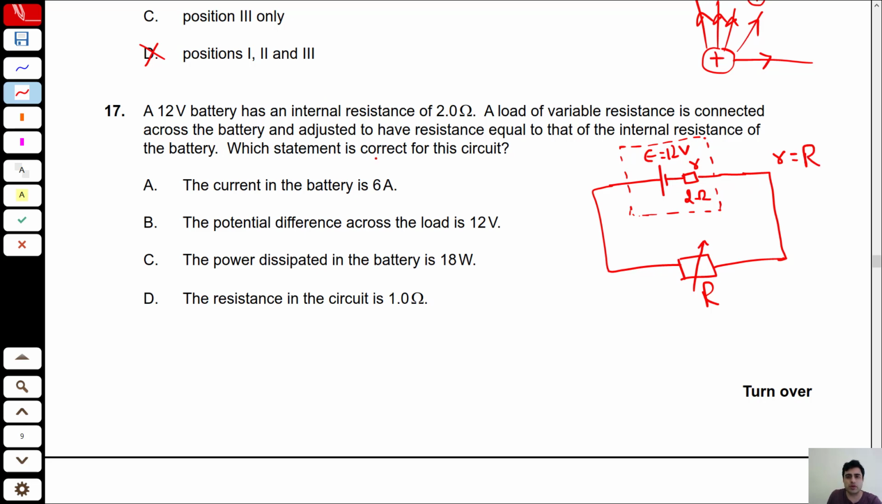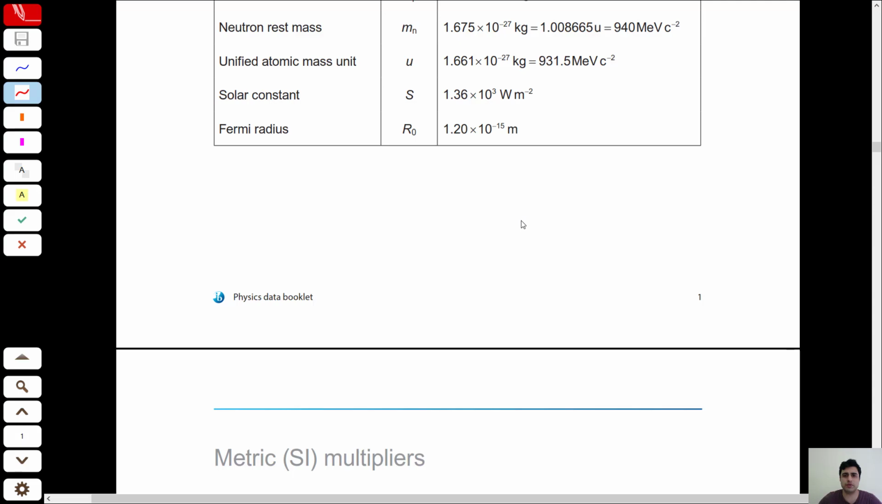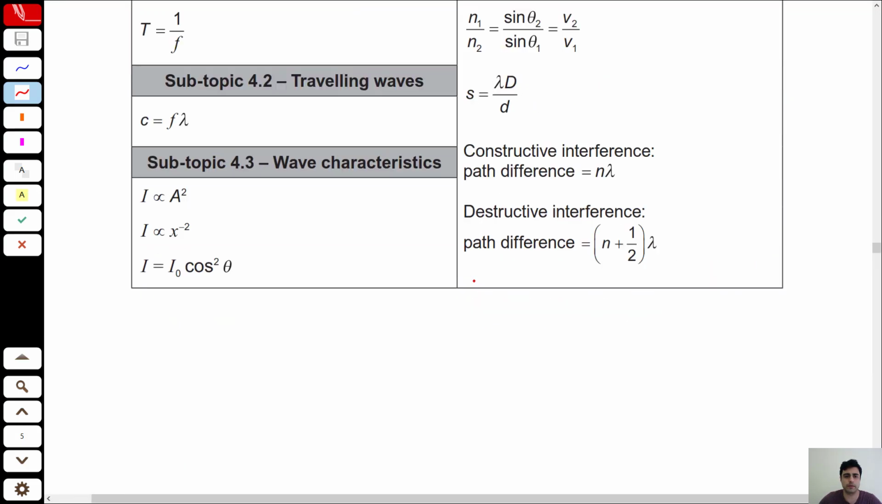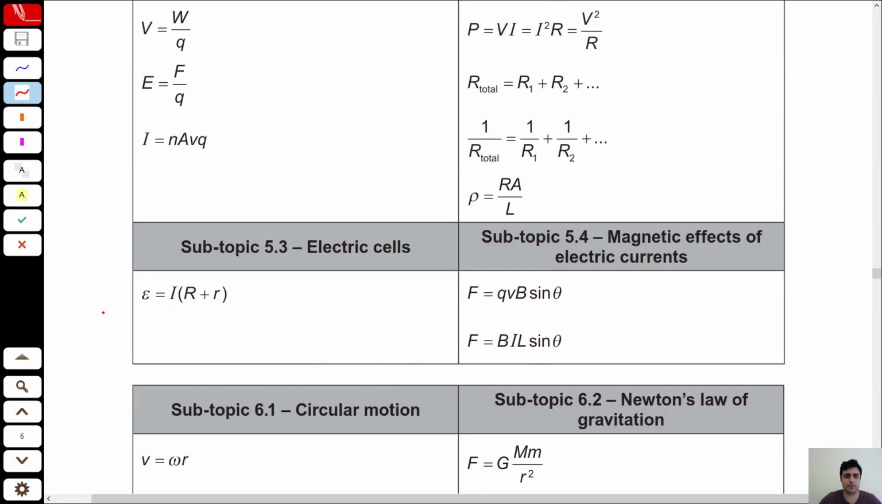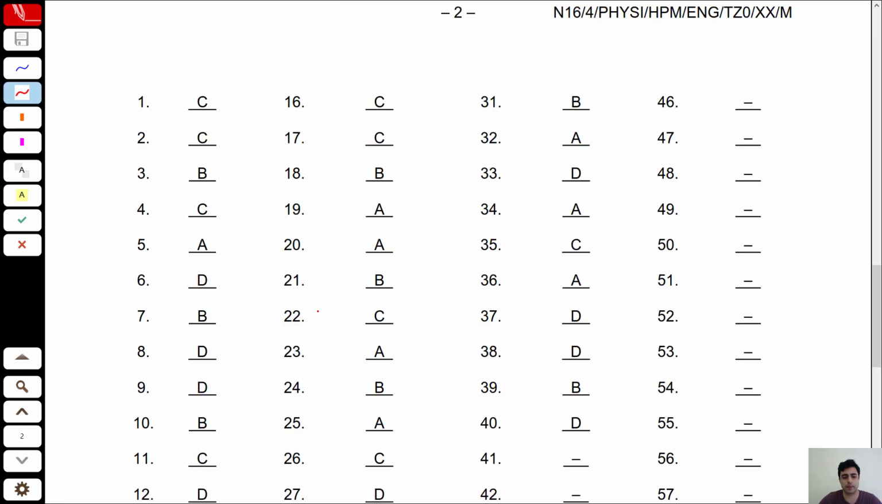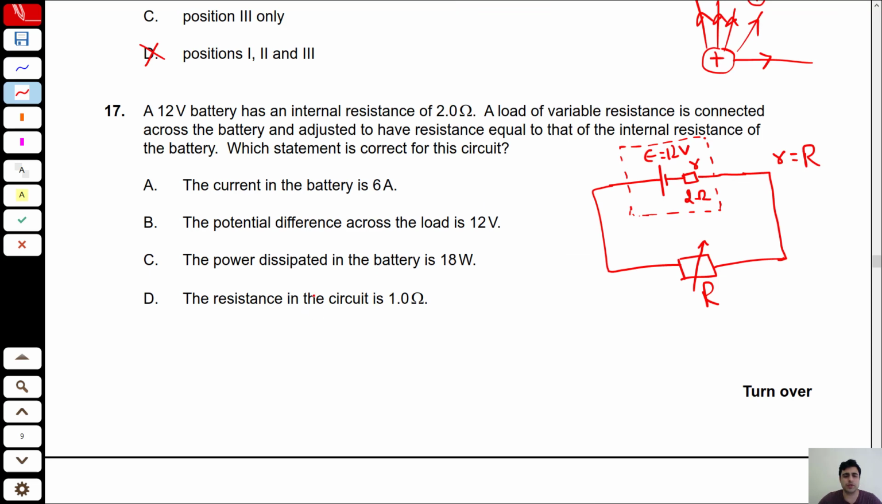Which statement is correct for this circuit? Do you remember from the data booklet we have this equation for the internal resistance? I'll show you where it is. This one: epsilon, EMF, equals current times bracket capital R plus small r. Which statement is correct for this circuit? A: the current in the battery is 6 ampere. I don't think so. Let's see.